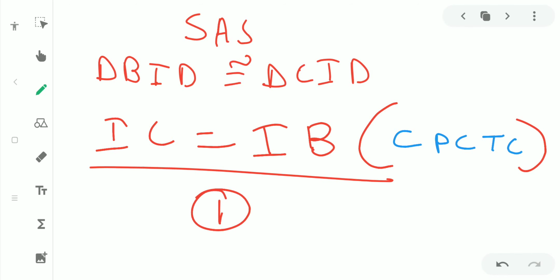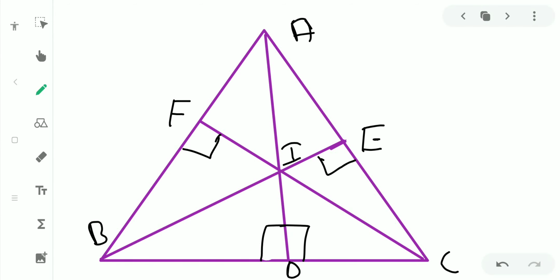Now let us prove the congruency of triangle CIF and AIE. Triangle CIF and AIE.